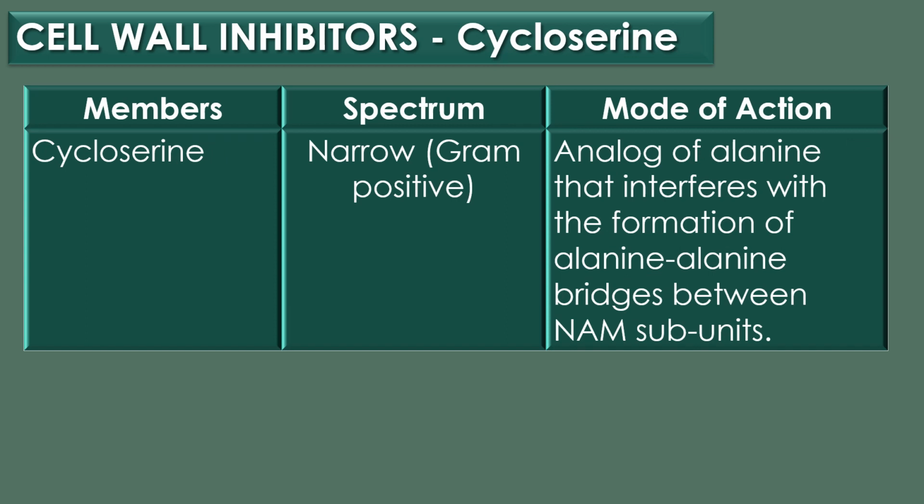The fourth antibiotic of the cell wall inhibitors category is cycloserine. Cycloserine is a narrow spectrum antibiotic and it is very effective against gram-positive bacteria. Regarding the mode of action, cycloserine is an analog of alanine that interferes with the formation of alanine-alanine bridges between the NAM subunits of the peptidoglycan, blocks cell wall synthesis, and degrades the cell wall of the gram-positive bacteria.